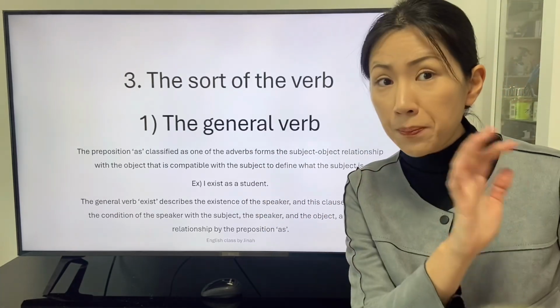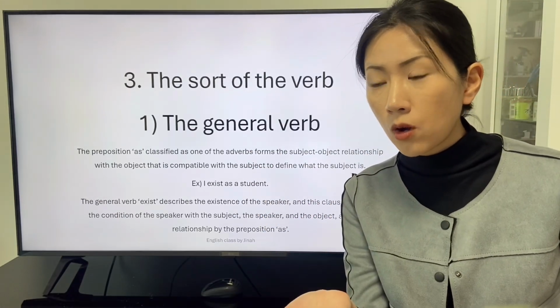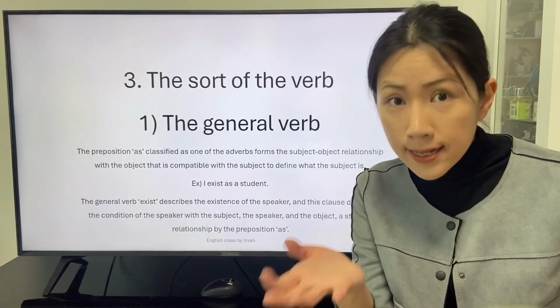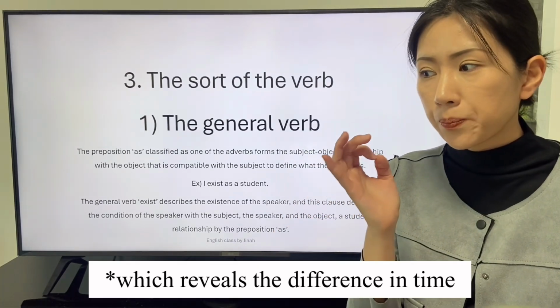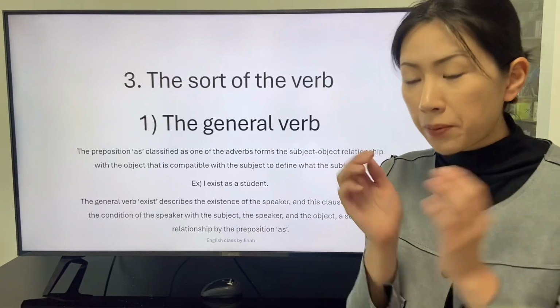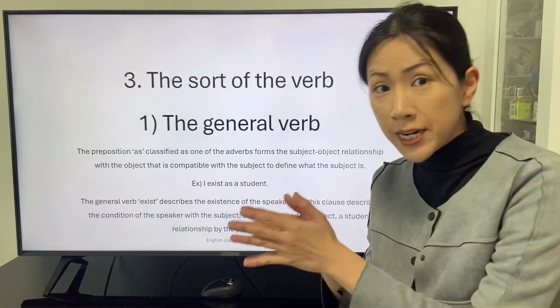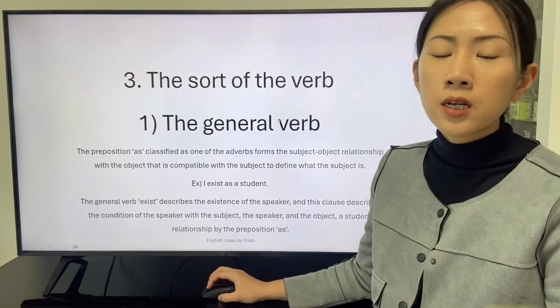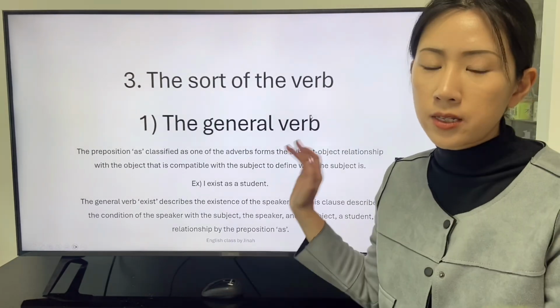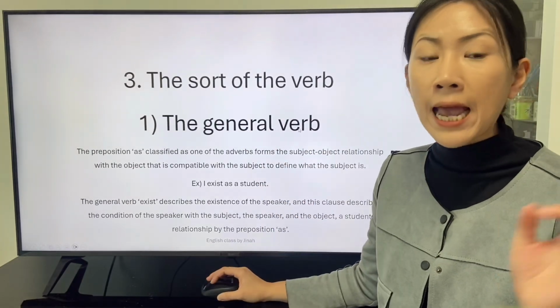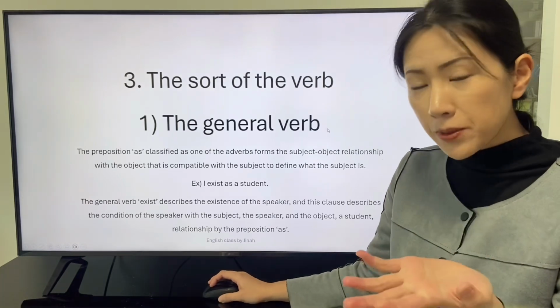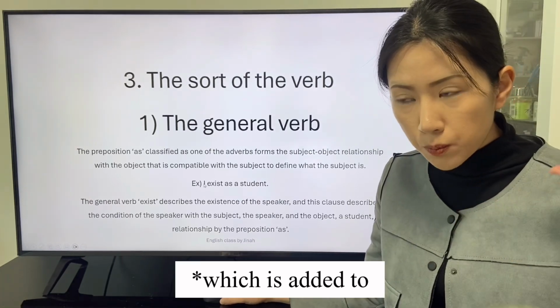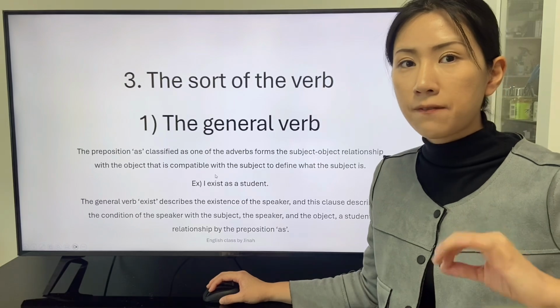But the preposition does not connote the tense between the present and the definition of the preposition happens. In this point of view, let's take a look at the example. I exist as a student. There is a preposition as added to the exemplary clause of the first one.